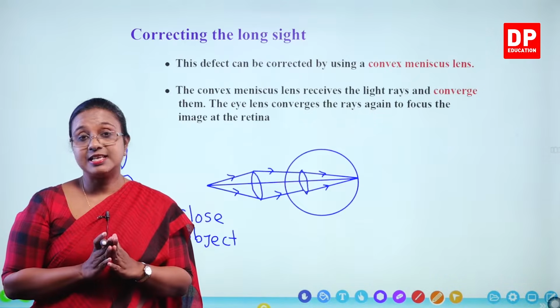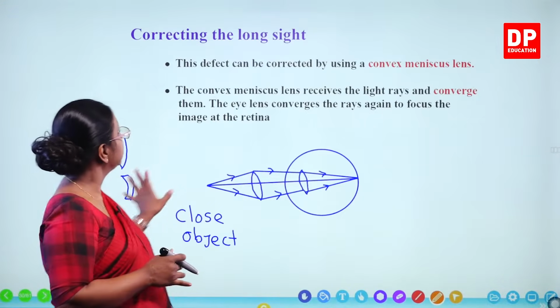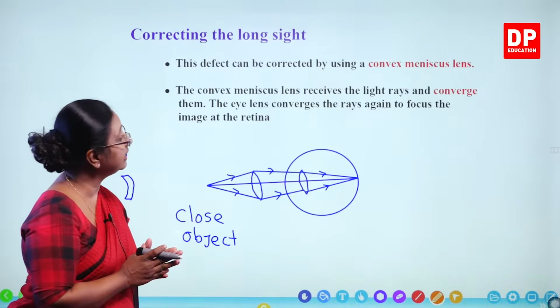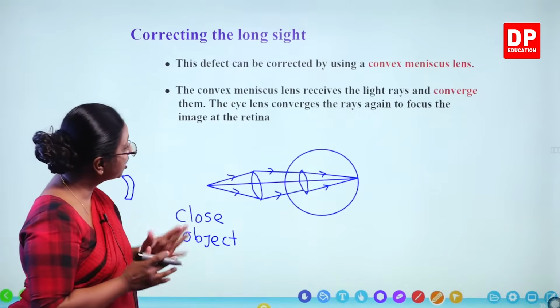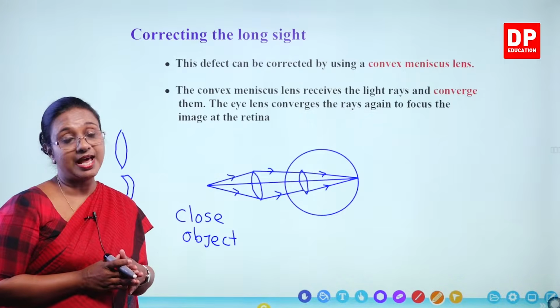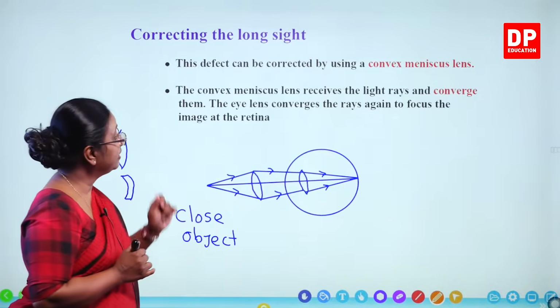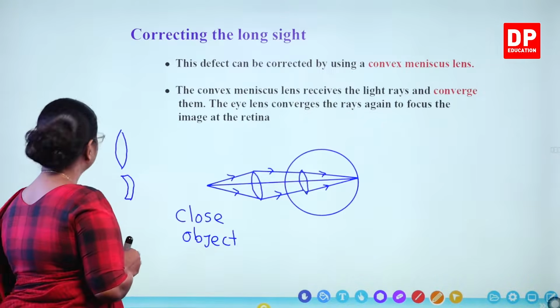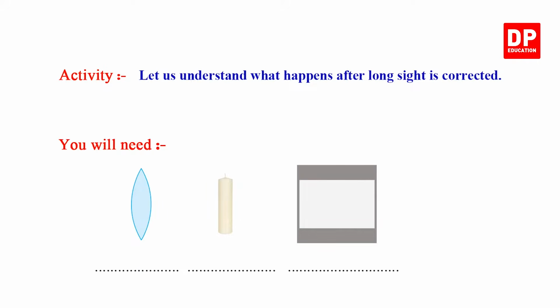Do you all understand that clearly? So this is the way the long sight is corrected. And if you are asked to draw the ray diagram, you have to draw this ray diagram. With that, I will move on to the next activity.